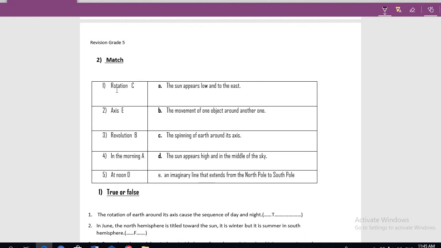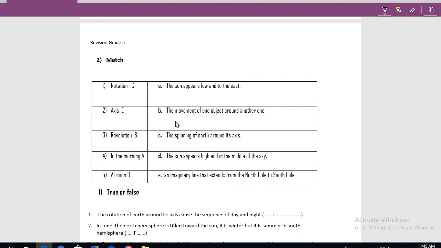Match. So what is meant by rotation? Rotation means the spinning of Earth around its axis. Earth's axis is an imaginary line. Number 2, it's an imaginary line that extends from the North Pole to the South Pole.